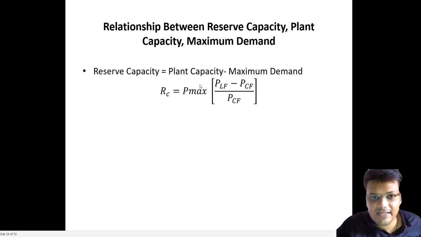So we know the plant capacity. What is the plant capacity? Please note here, I am not talking about the plant capacity factor. I am simply writing here the plant capacity. That is the maximum capacity of the plant minus the maximum demand of the plant. We will differentiate and we will get the maximum reserve capacity.